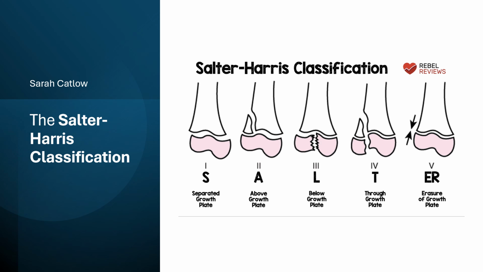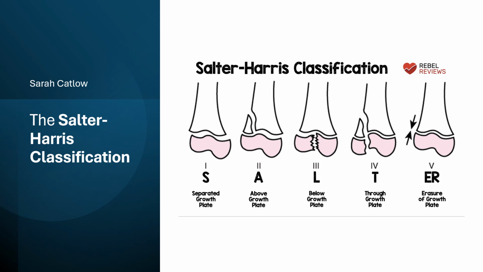So we're going to look at the Salter-Harris classification, which is a system used to describe fractures that involve the growth plate in children and teenagers. The growth plate, also known as physis, is the area of growing tissue near the ends of long bones. Now, injuries to these areas are important because they can affect the way the bone grows.